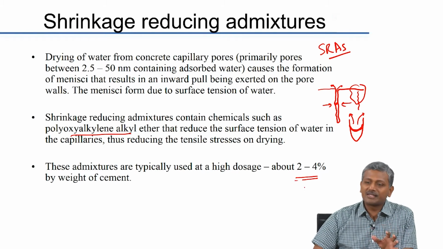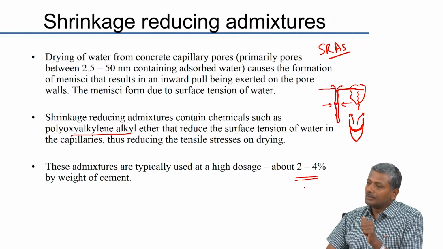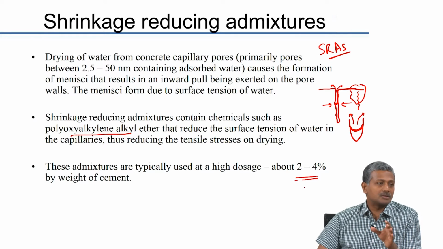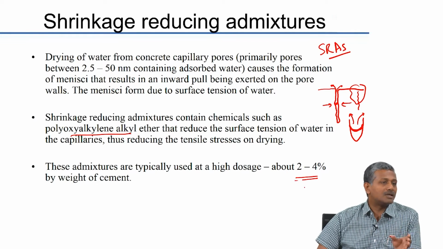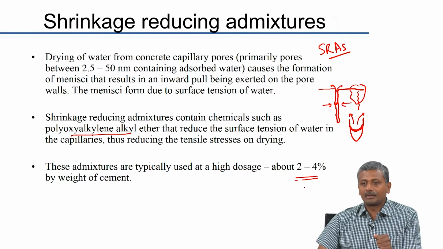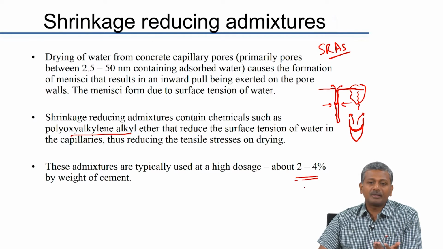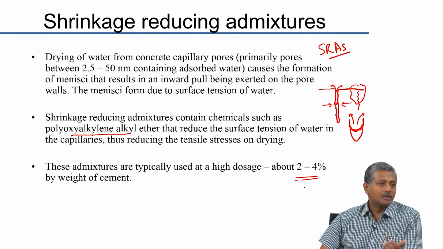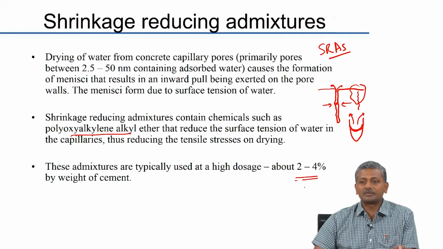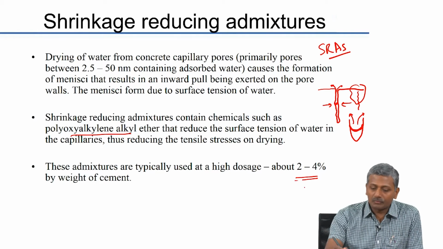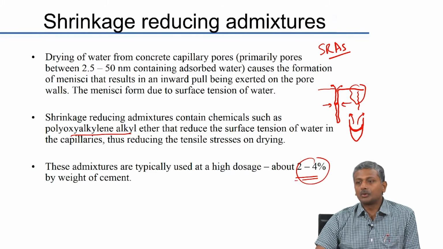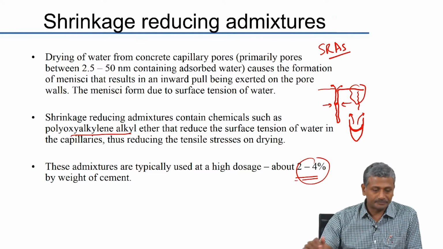So, if you have to use these specialty chemicals in concrete, you have to have sufficient justification that you are not able to do it with other conventional techniques. Okay. VMAs are not very expensive, VMAs can be easily found for a low cost, but SRAs are significantly expensive, very expensive, and because you are using them in very large dosages, 2 to 4%.